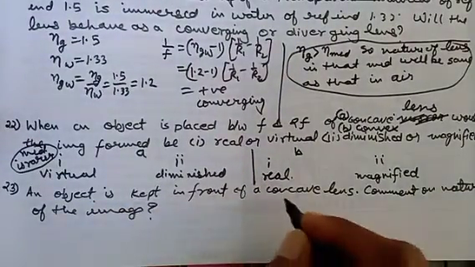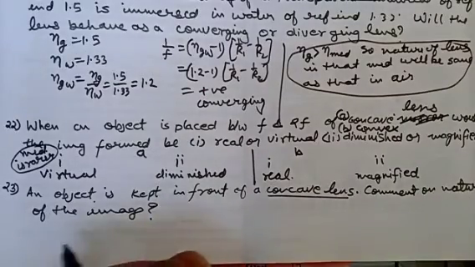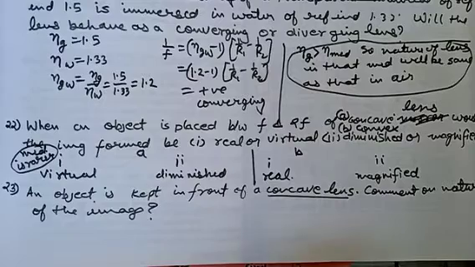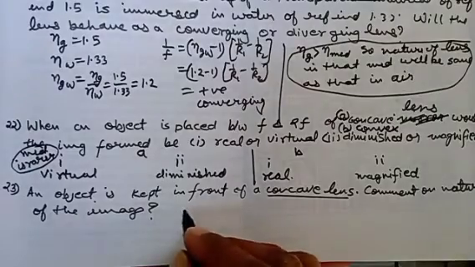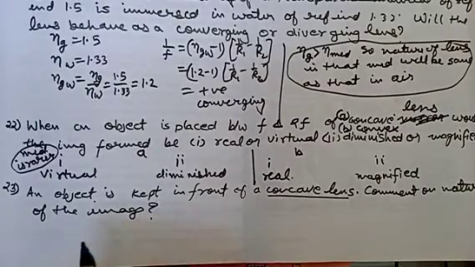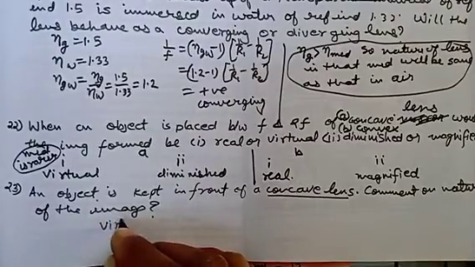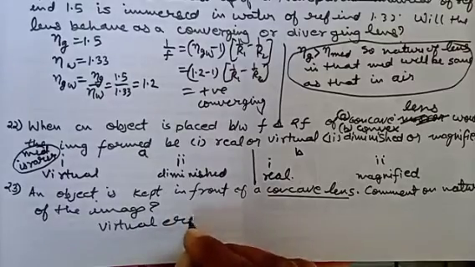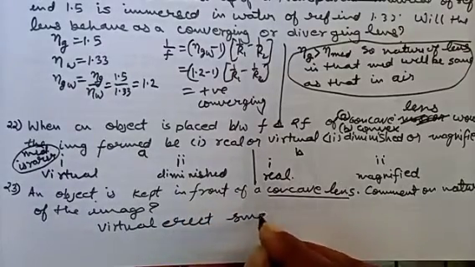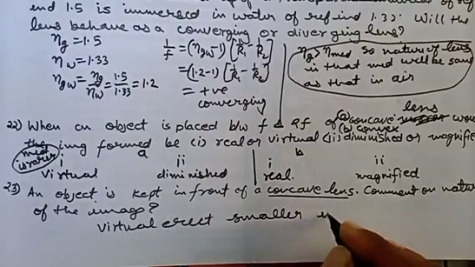All right, so okay, an object is kept in front of a concave lens. Comment on the nature of the image. So once again, this is an incomplete question, but not so incomplete. If nothing is given, then it means under normal condition, under ordinary condition, it is placed in air. So the general answer will be: the image will be virtual, erect, and smaller in size, in front of the lens.